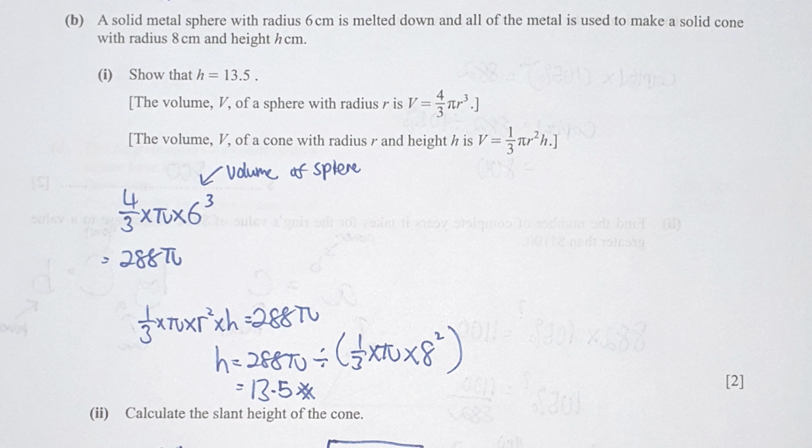Section B, okay, it was being melted down to form a solid cone. So first I calculated the volume of the sphere, which is 4 over 3 times pi times 6 cubed. You get 288 pi. So 1 over 3 times pi times r squared times h equals 288 pi. Divide everything. Okay, do take note that your radius now was changed to 8. So you should have no issue proving that your height is actually 13.5.